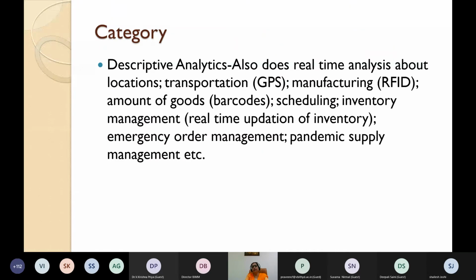And it also gives you real-time insight about locations like transportation, manufacturing, amount of goods in terms of barcodes, scheduling, inventory management, real-time updation of inventory. So this is about descriptive analytics.